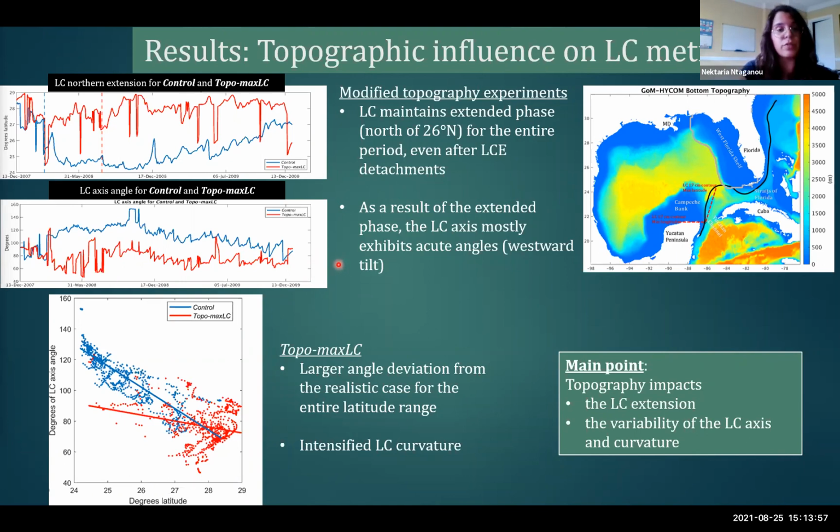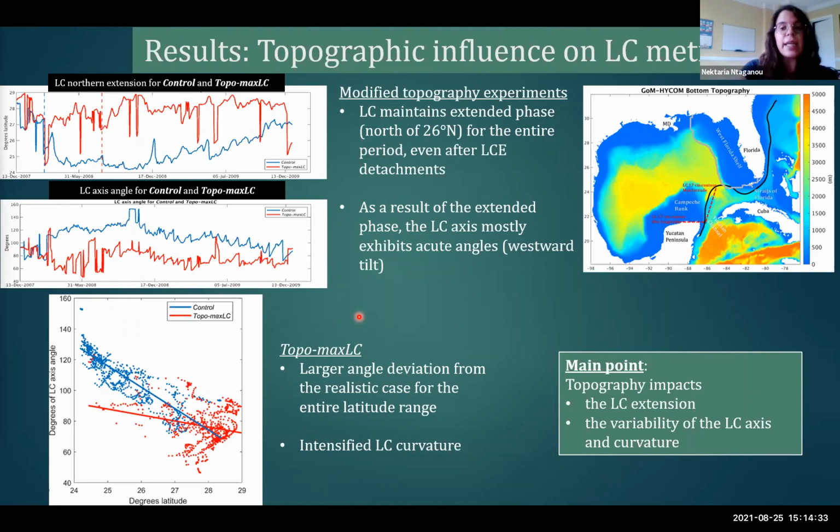This is confirmed in both control and modified topography experiments, as you see in the middle panel, that shows the axis angles for the control in blue and TopoMax C in red. The axis angles for the control are larger, meaning that the loop current exhibits mostly an eastward tilt as it is retracted for almost the entire simulation, whereas in the TopoMax C, the loop current exhibits mostly a westward tilt, meaning that it is extended for almost the entire simulation.